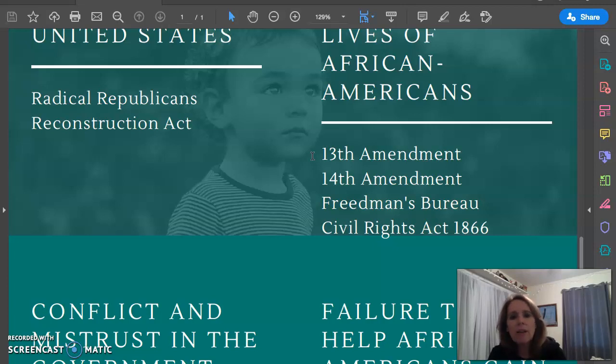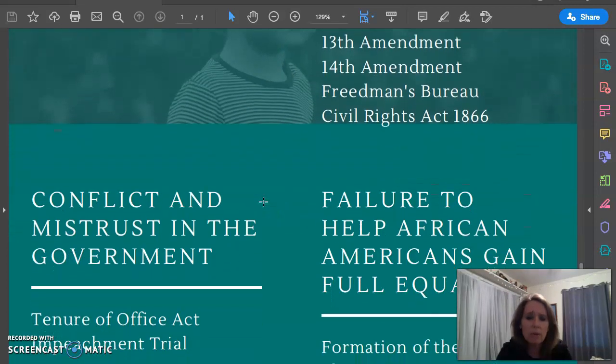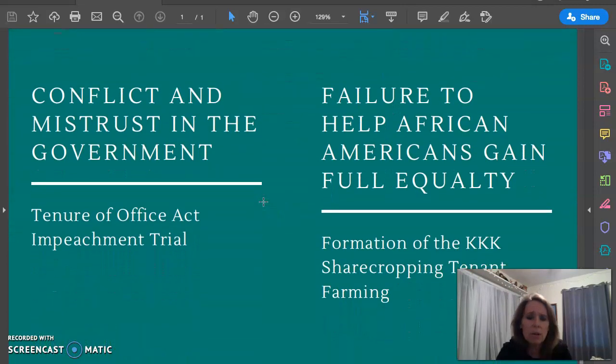We will not have another Civil Rights Act in our nation for almost 100 years, and Plessy versus Ferguson will become a very powerful ruling that will be used by southern states to segregate people for many, many years. So unfortunately, that was kind of a failure. That gets us into our effects of Reconstruction.